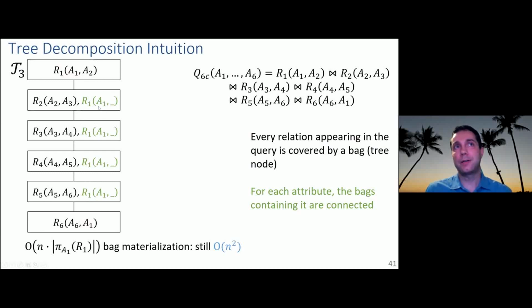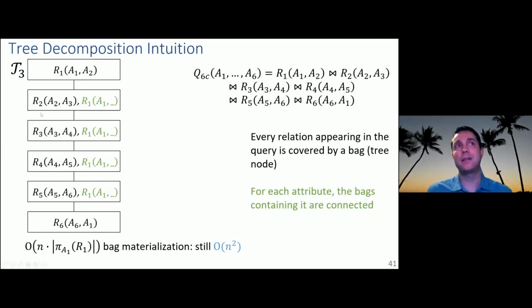Instead of the full R1, all we need is actually only the A1 attribute. If we look at this first bag up here, it is R2 joining with the A1 values in R1. Since these attributes are all different, this is a Cartesian product between the two. Now, what is the cost of that Cartesian product?